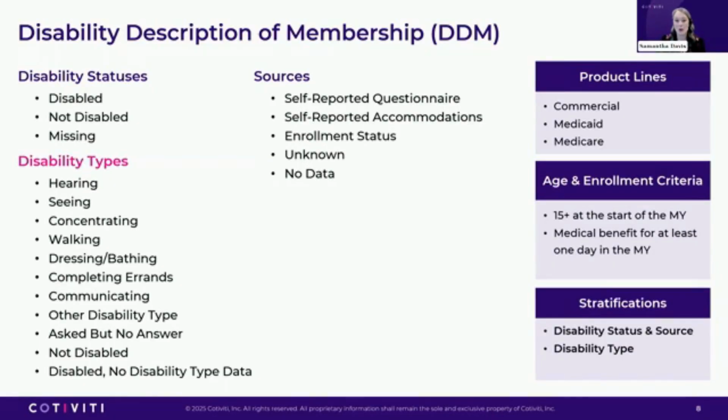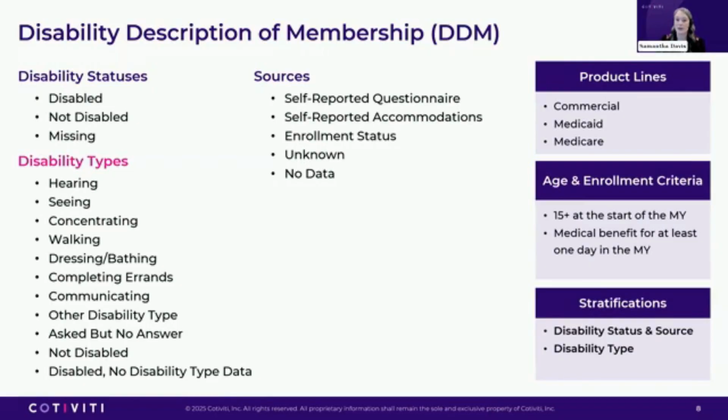The measure would apply across all product lines, and a member would need to be enrolled for at least 1 day in the measurement year to be eligible for reporting. NCQA proposes two different groupings of stratifications for this measure. The first by a combination of disability status and data source, and the second by disability type. The first stratification would group members into disabled, not disabled, or missing disability status, additionally stratified by the source of the disability status. The proposed disability data sources include self-reported questionnaire, self-reported accommodations, and enrollment status.